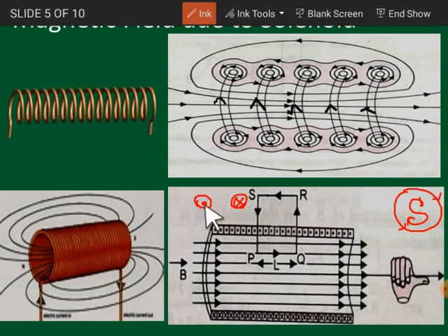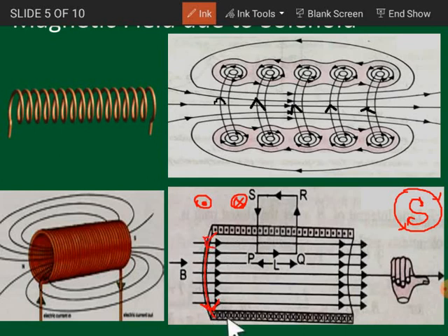The dot represents the circular portion of the arrow, the pointed tip. This cross represents the cross mark of the feathers at the back of the arrow. You can take it in that way. So this is coming outward. Dot represents coming outward, and this cross represents getting in. From here it is coming out, and it is getting in.